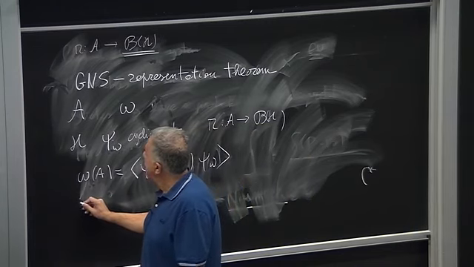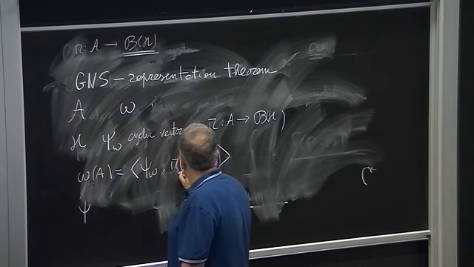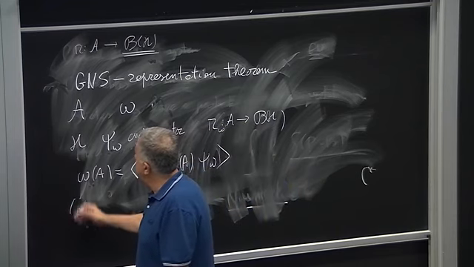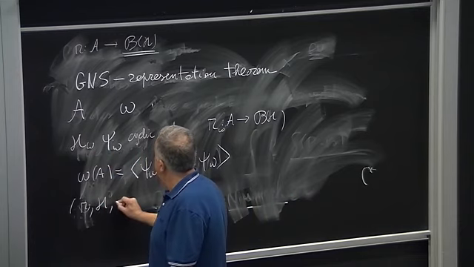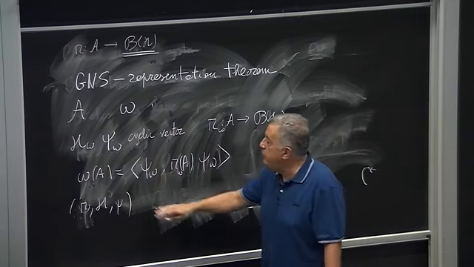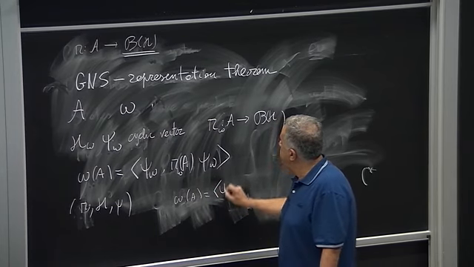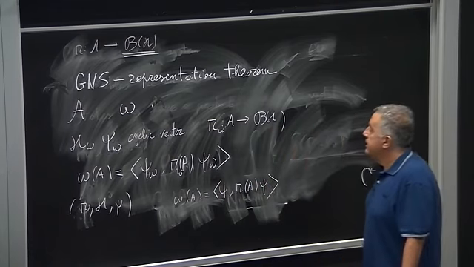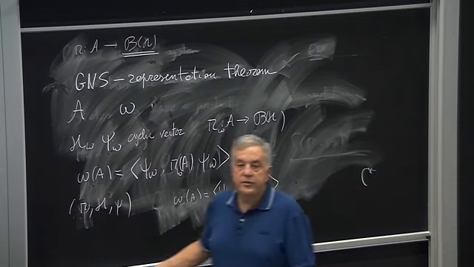And every other representation, if you have a second representation with a cyclic vector, so let's call this pi omega. If you have a second representation, pi, in a Hilbert space H with cyclic vector psi, such that omega of A equals psi, pi of A, psi, then these two representations are unitarily equivalent. They are the same representation.